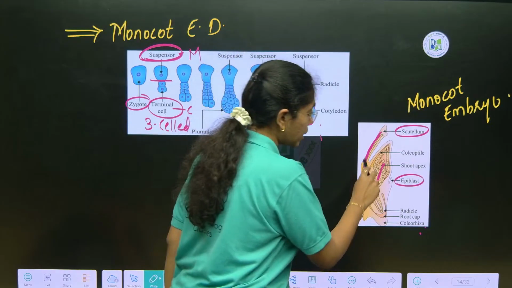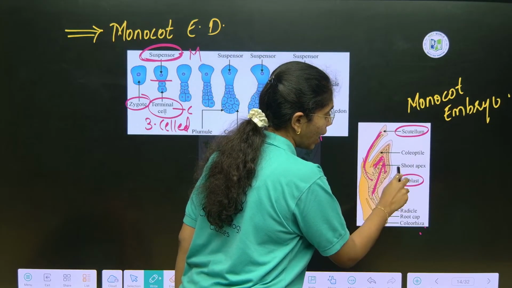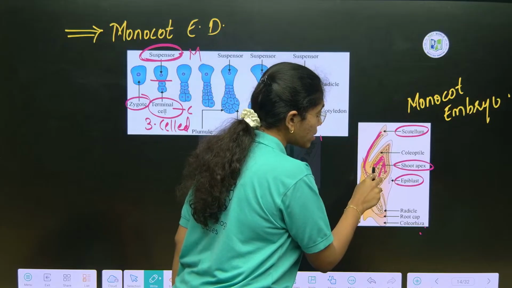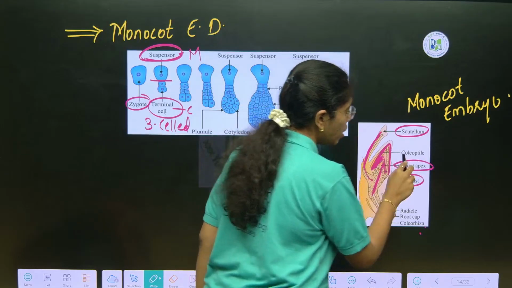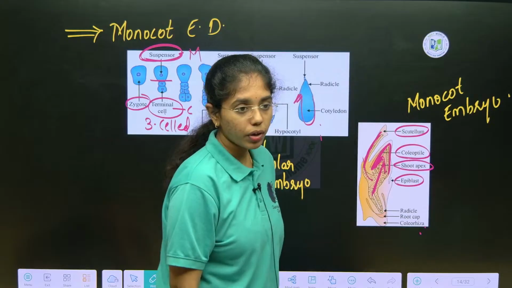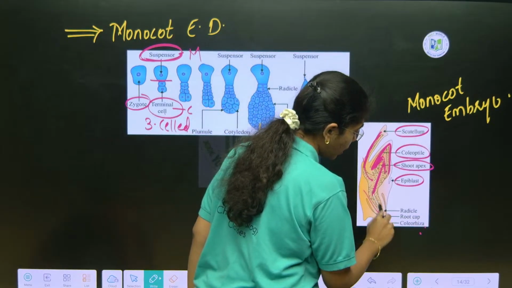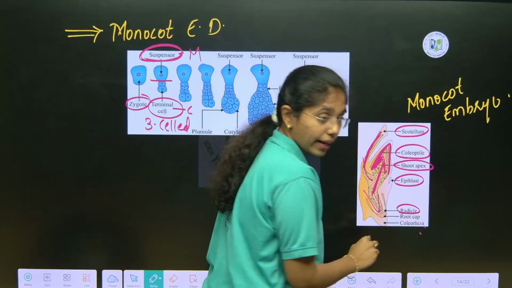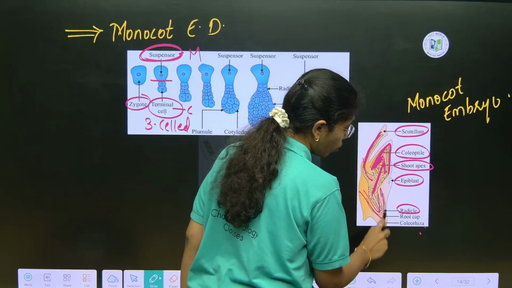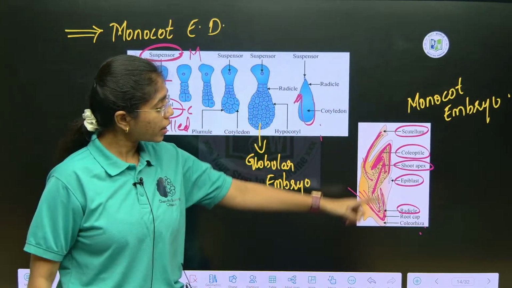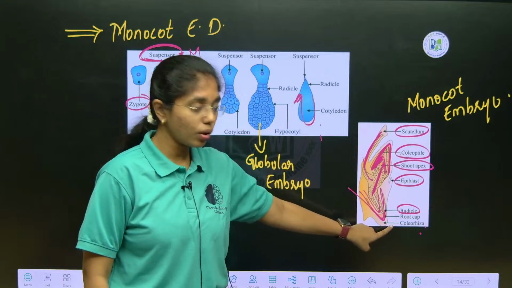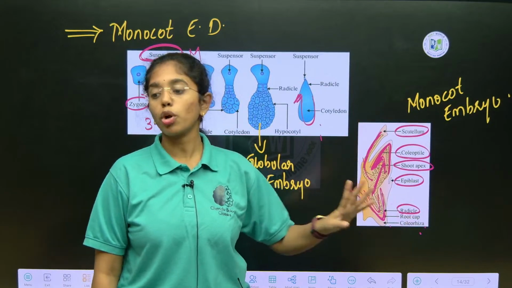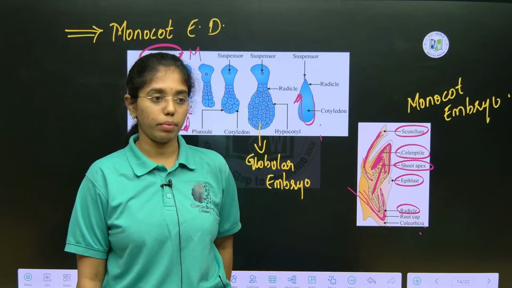Okay. At the tip of the embryonal axis you will have the shoot apex. The shoot apex is covered by a protective sheath known as coleoptile. Okay. At the base you will have what? Radicle, which has a protective sheath, coleorhiza. And these protective sheaths, that is coleoptile and coleorhiza, you will see only in the monocot embryo, you will not see in the dicot embryo.